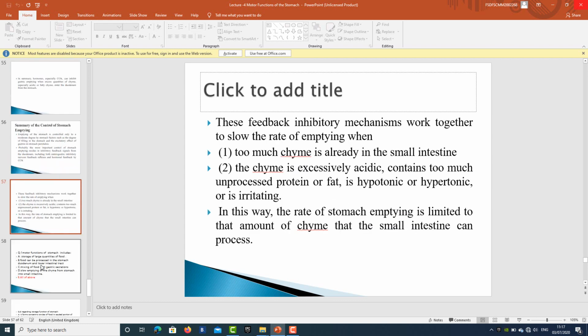These feedback inhibitory mechanisms work together to slow the rate of emptying when too much chyme is already in the small intestine, when the chyme is excessively acidic, containing too much unprocessed protein or fat, is hypotonic or hypertonic, or is irritating. In this way, the rate of stomach emptying is limited to that amount that the small intestine can process.